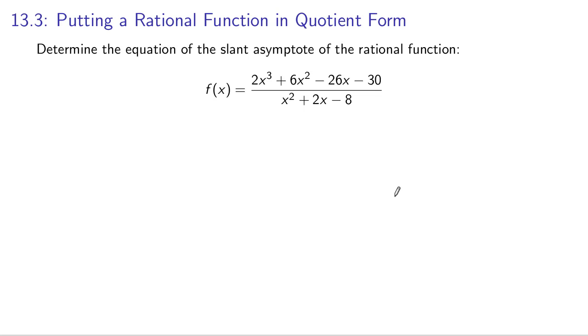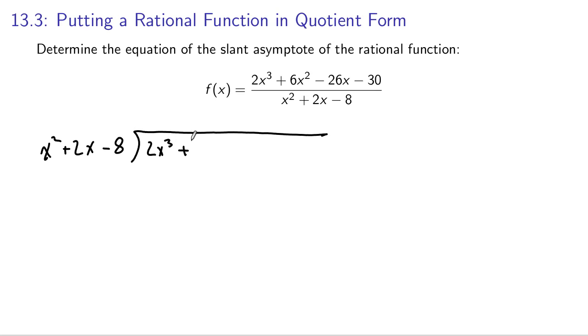Determine the equation of the slant asymptote of this rational function. Well, if we remember, if we write it in quotient form, the non-remainder part will tell us the long-run behavior, which will be the asymptotic behavior. So we need to do, again, polynomial long division. X squared plus 2x minus 8 into 2x cubed plus 6x squared minus 26x minus 30.